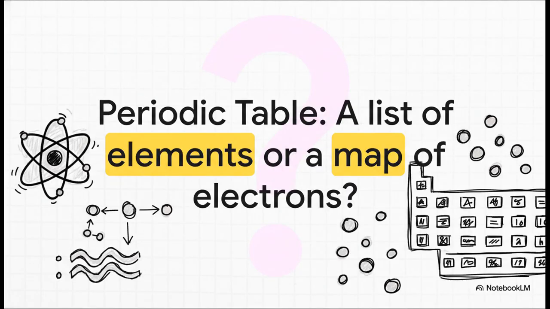So I'll leave you with a final thought to completely change how you see this chart from now on. Is the periodic table just a boring list of elements? Or is it something way more powerful? A map of electrons that predicts exactly how they're going to act. Once you see it that way, it stops being something you have to memorize and becomes a tool you can actually use.